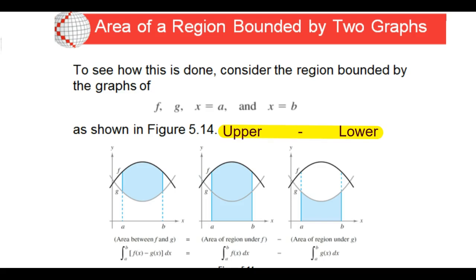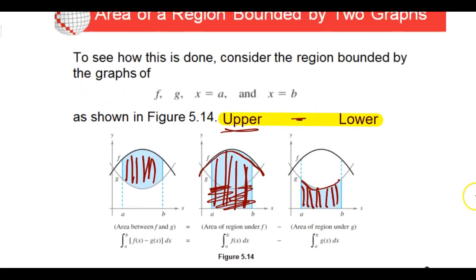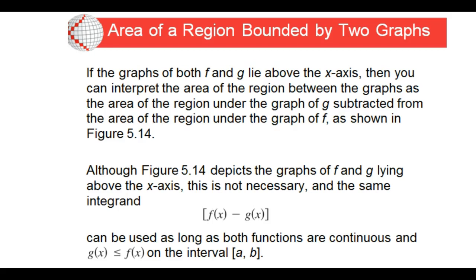Why can we always take the upper minus lower? Why does it always work? Well, if this is the area that we're trying to find between the two graphs, the area under the upper would be all of this, and you're going to subtract off the area underneath here, and you can see if you subtract off this area, that gets you the area between. So that's why upper minus lower gives you the area between.